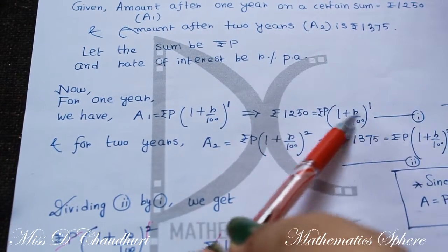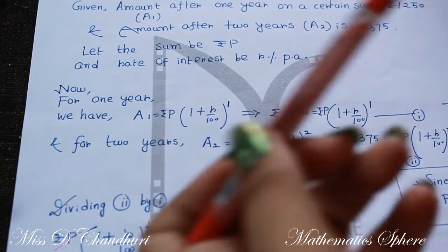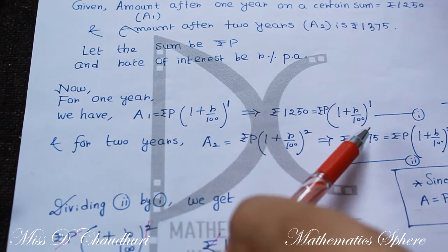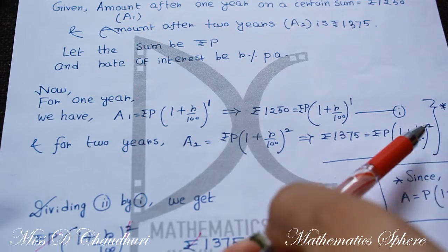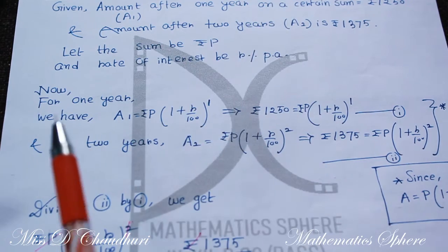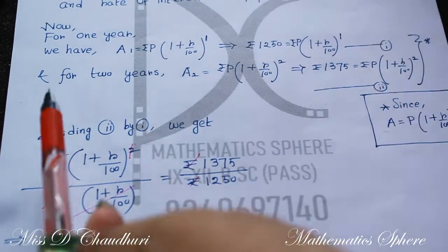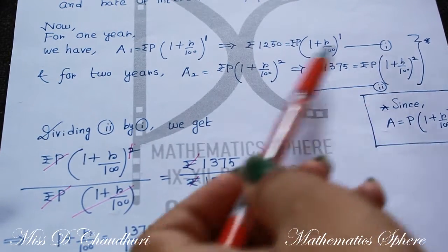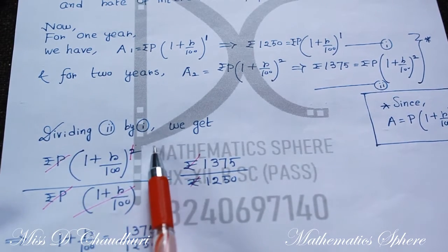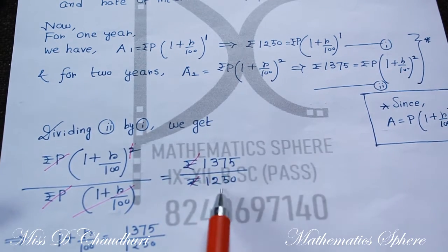We are just putting everything in the formula. This was the amount for 1 year. In the same way for 2 years, amount equal to P into 1 plus R by 100 whole to the power 2. That means 1375 equals P into 1 plus R by 100 whole square. Now again the same thing, you divide this by this. Here A square minus B square will not come because there is no subtraction here. So we will divide. I am writing this formula, you will write it here. Now dividing 2 by 1 we get rupees P into 1 plus R by 100 whole square by rupees P into 1 plus R by 100, and on the other side rupees 1375 by rupees 1250.